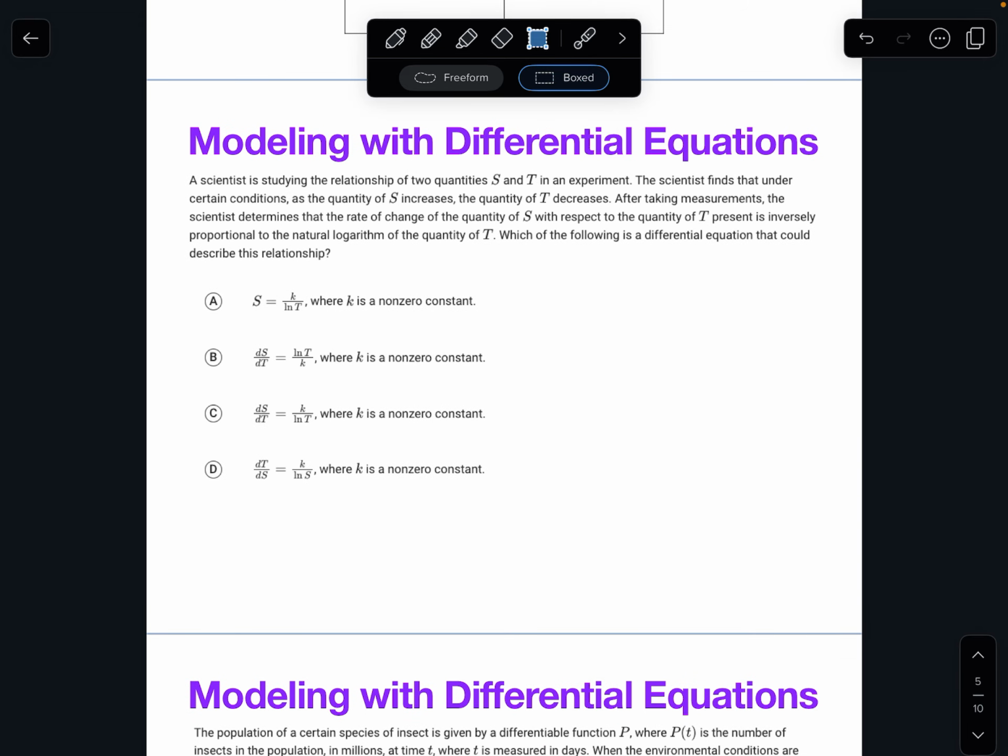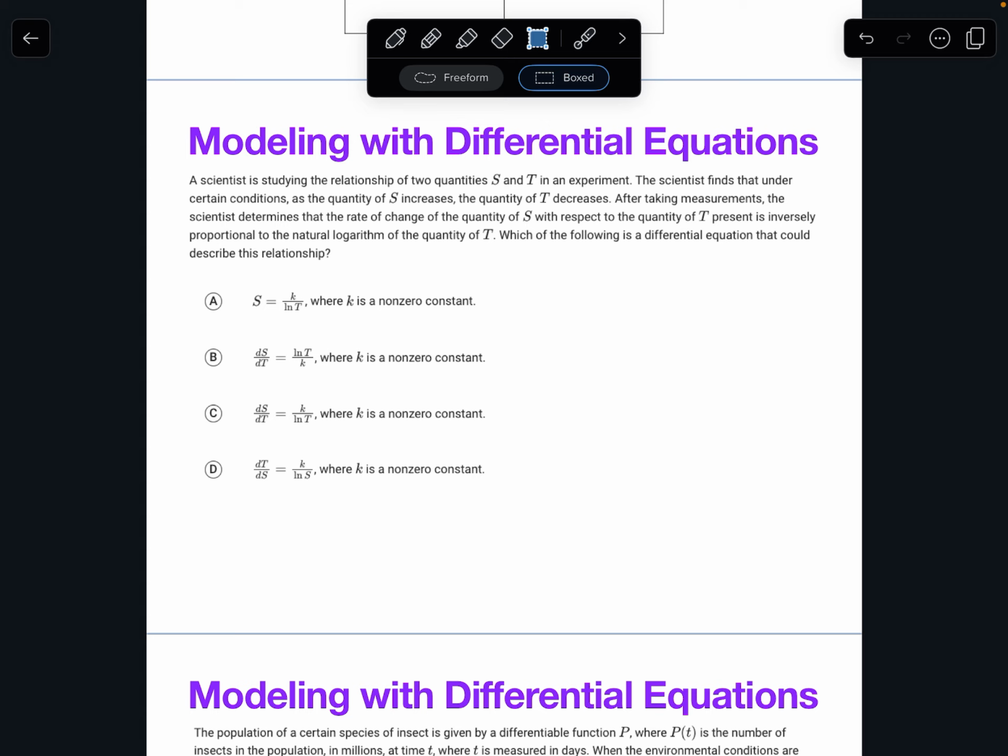So let's start with a little bit of modeling here today. We're going to take the information provided on the screen and come up with a differential equation to represent the relationship that we're given. A scientist is studying the relationship of two quantities s and t in an experiment. The scientist finds that under certain conditions, as the quantity of s increases, the quantity of t decreases. After taking measurements, the scientist determines that the rate of change of the quantity s with respect to the quantity of t present is inversely proportional to the natural logarithm of the quantity of t. Which of the following is a differential equation that would describe this relationship?